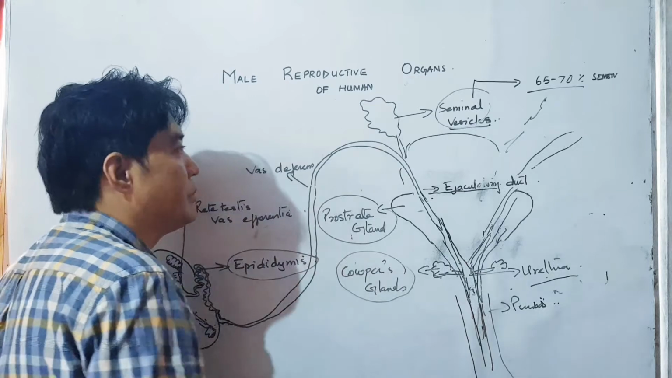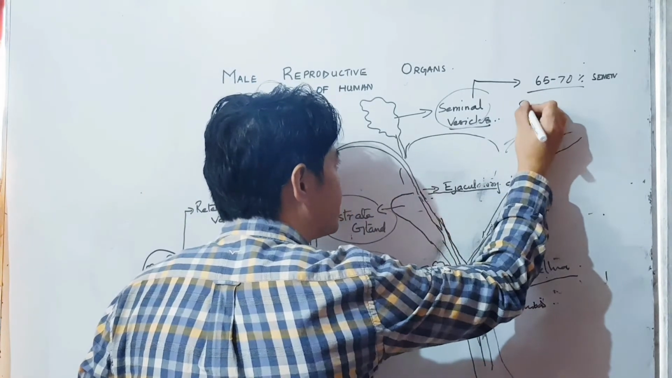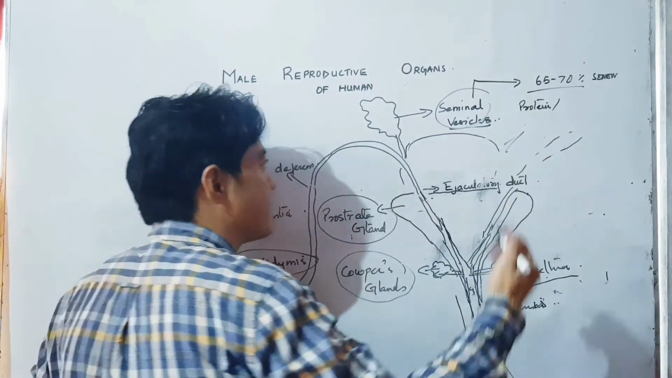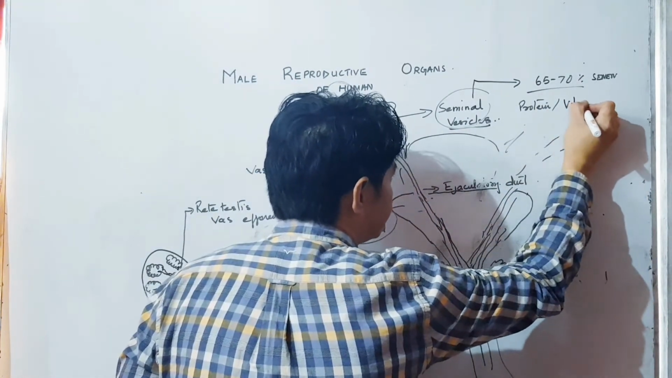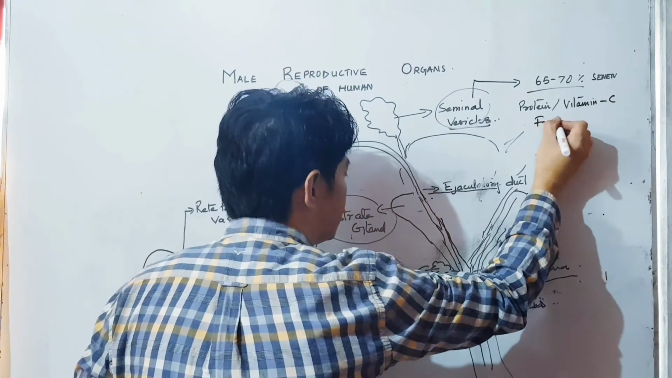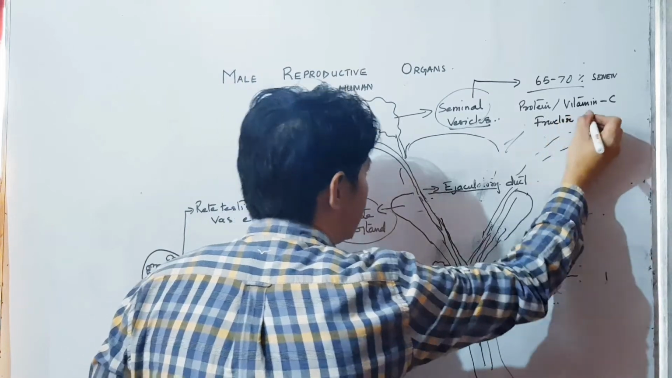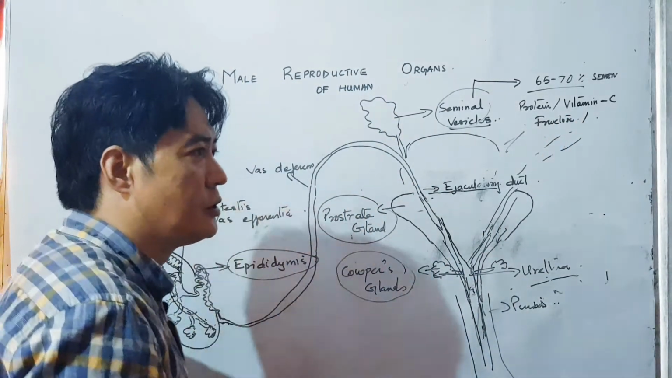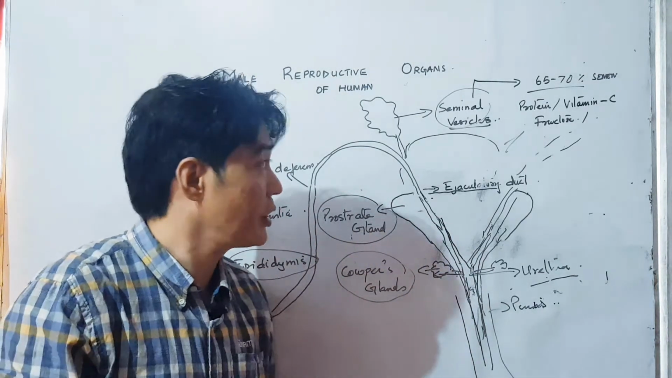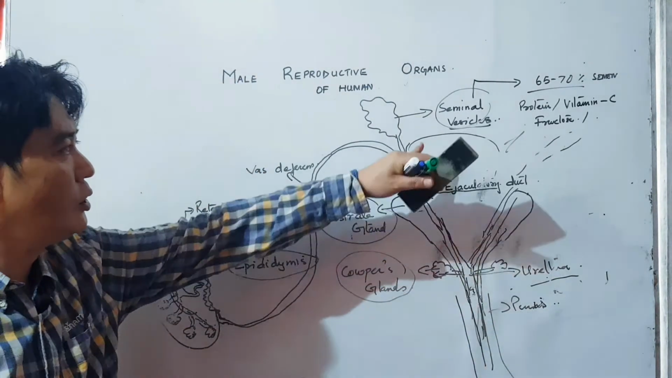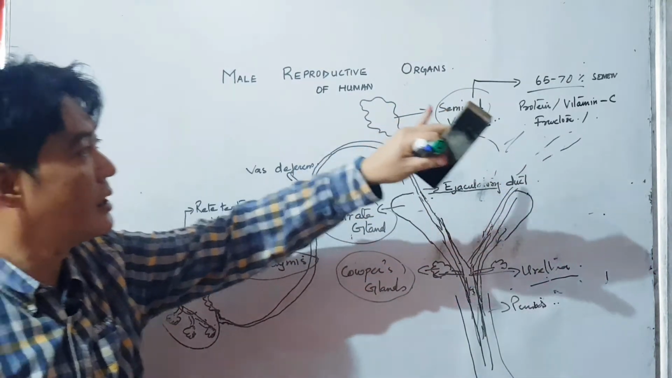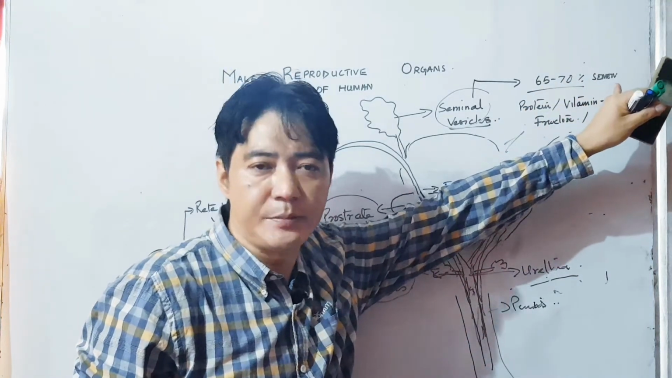The secretion of the seminal vesicles contains protein, vitamin C, fructose, which provides nutrition to the sperm as well as protects the sperm. So the secretion from the seminal vesicles makes up 65 to 70% of semen.